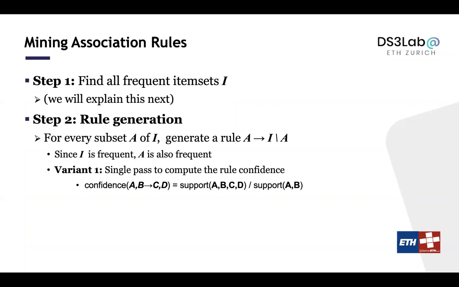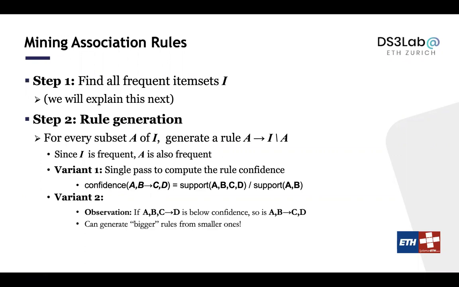Then you can do a whole bunch of filtering. For example, you can do a single pass and compute the confidence of each rule. If, in your case, the rule is AB to CD, you can just have a lookup table, compute the support, and then you can get the confidence. You do one pass of filtering on the confidence.